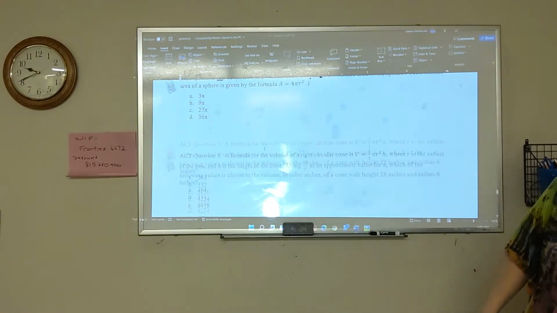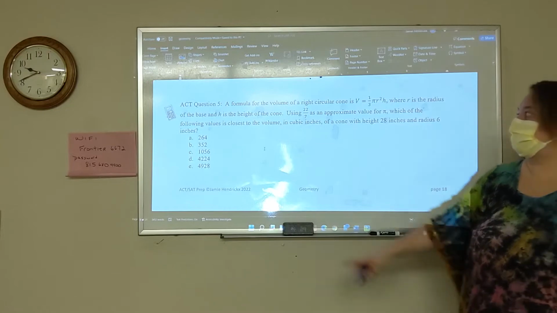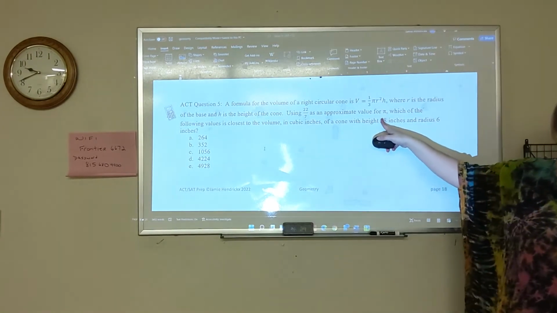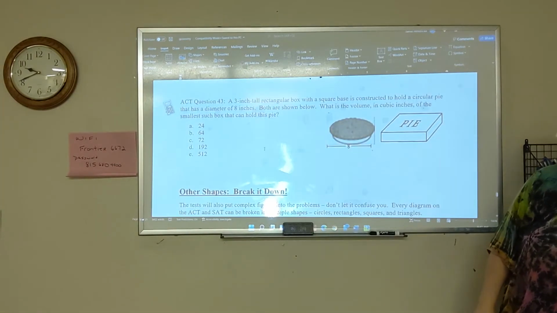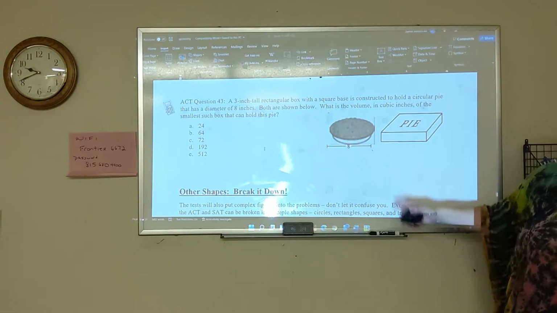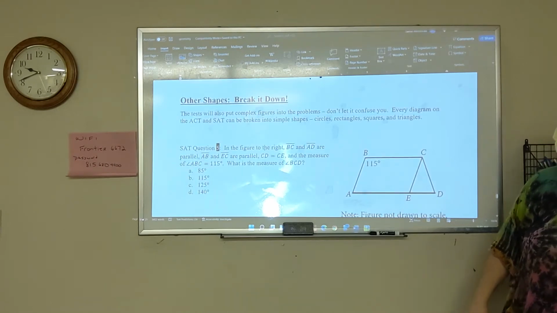ACT number 5, we're going to do that one for homework. It's pretty straightforward. When it tells you to use 22/7 as an approximation value for pi, you don't have to do that. You can just use the pi button on your calculator. You get the right answer. ACT 43, also try that for homework. Again, pretty straightforward. Let's look at other shapes.